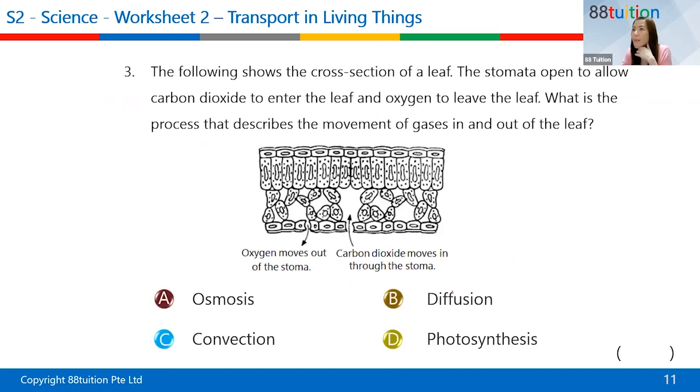Let's go on to the next one. The following shows the cross-section of a leaf. Stomata open to allow carbon dioxide to enter the leaf and oxygen to leave the leaf. What is the process that is describing the movement of gases in and out of the leaf?